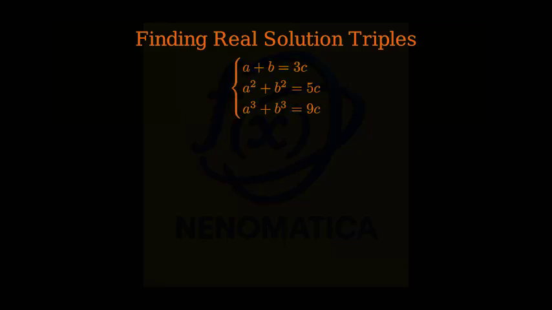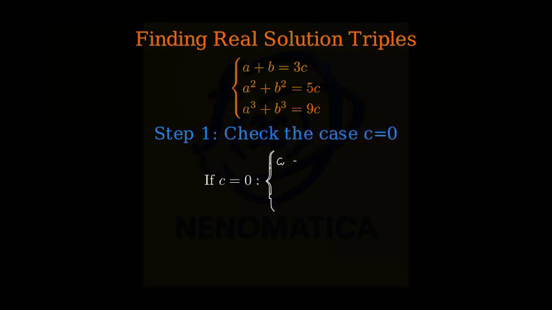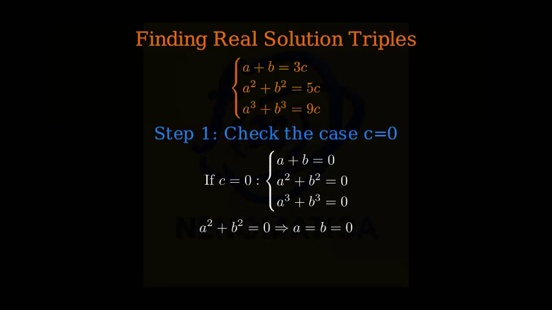Let's start by checking a special case. What happens if c equals 0? If c equals 0, our system simplifies to a plus b equals 0, a squared plus b squared equals 0, and a cubed plus b cubed equals 0. Now, if a squared plus b squared equals 0, that means both a and b must be 0, since the sum of squares can only be 0 when each term is 0. So we found our first solution, a equals 0, b equals 0, and c equals 0.